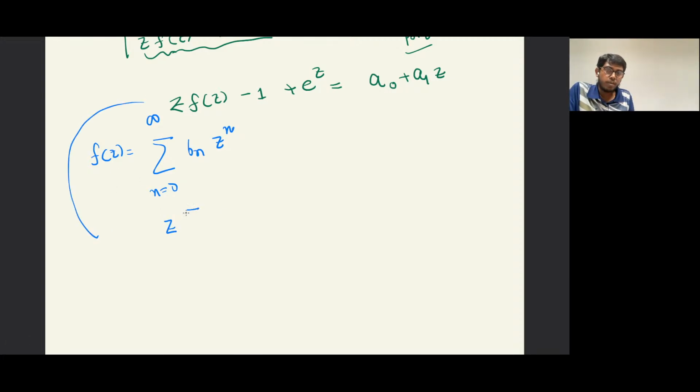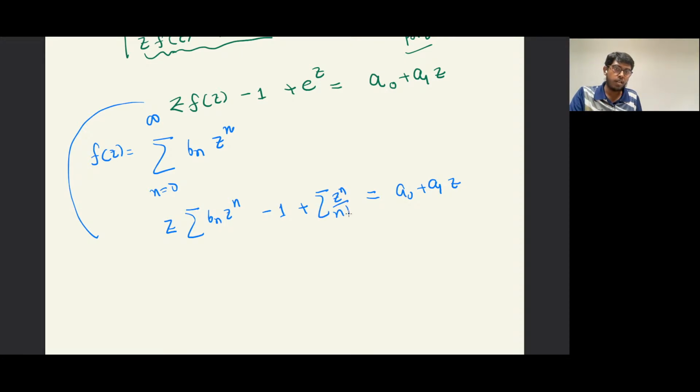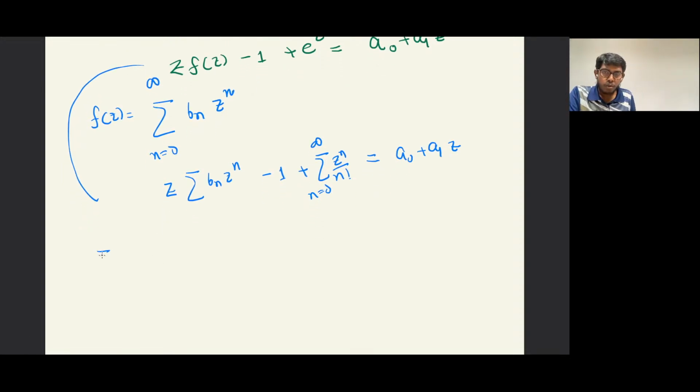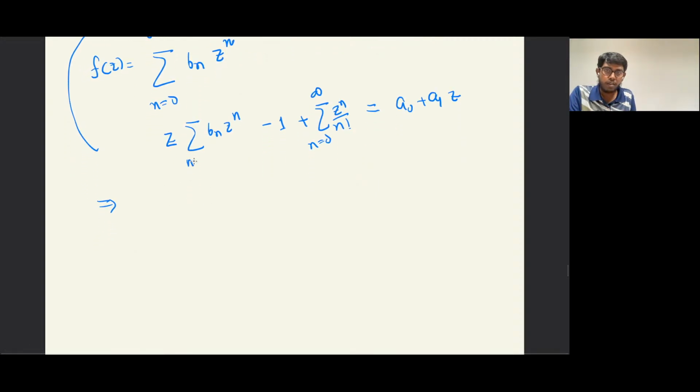So z summation bn z to the n minus 1 plus e to the z equals a0 plus a1z. And of course, e to the power z also has the power series expansion, summation 1 by n factorial z to the n, n equals 0 to infinity. So I just need to find out the bn. Let's find out. It's again not difficult.